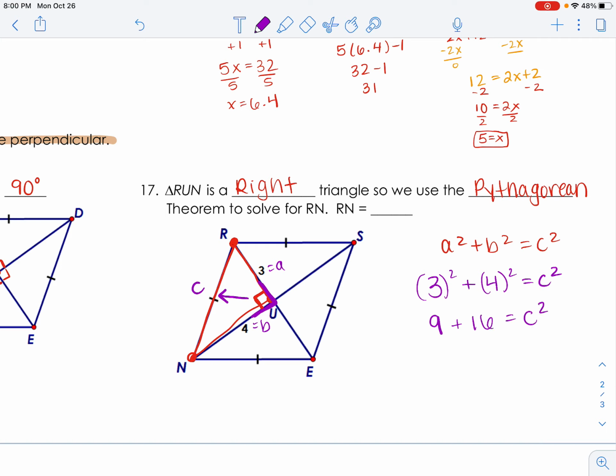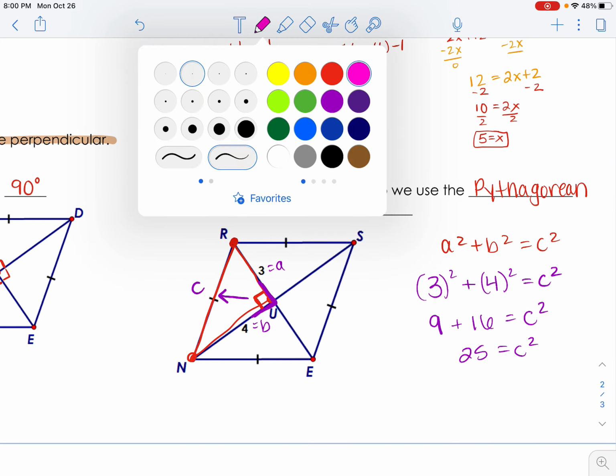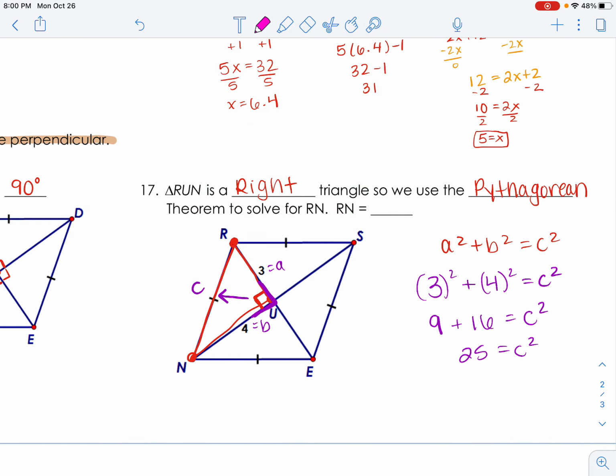Now we're going to combine those. 9 plus 16 is 25 equals c squared. Now, how do I get rid of the squared? What is the inverse of raising something to the second power? The inverse would be to square root. So when I square root 25, I get 5. When I square root c squared, we're left with c. So we found that c equals 5. And we know RN was what we had labeled as c, so RN equals 5.